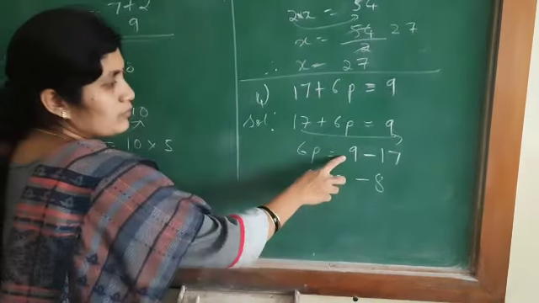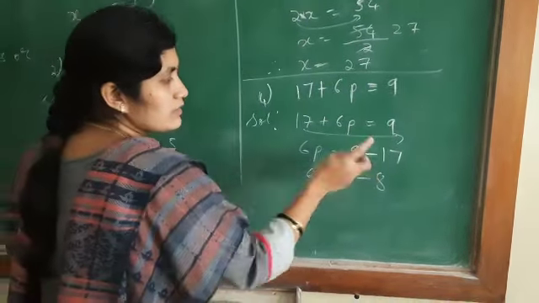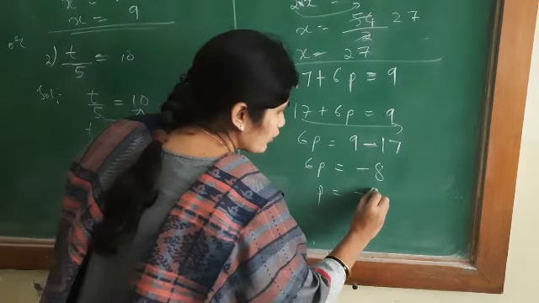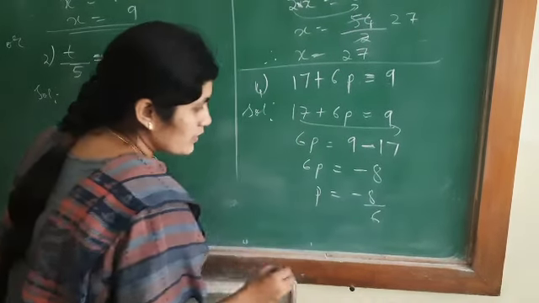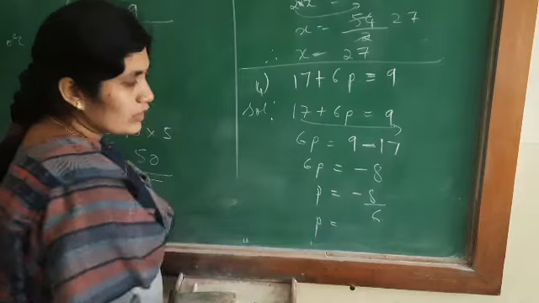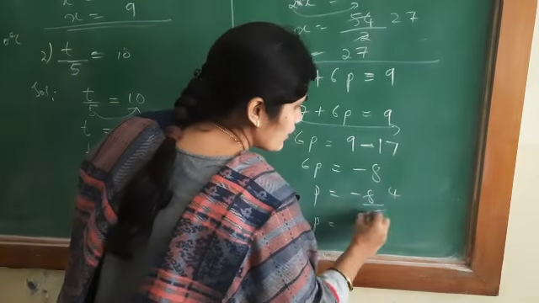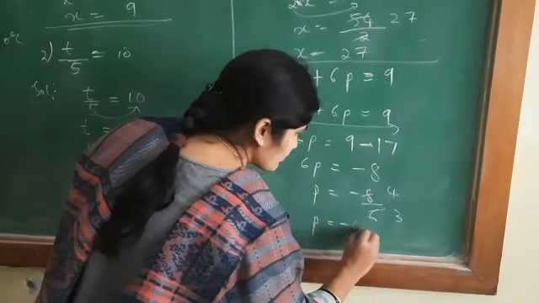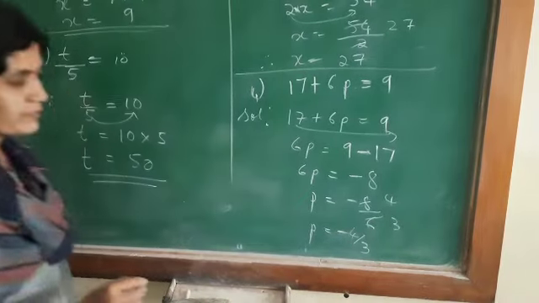Here one is plus, one is minus, so the operation is subtraction. 17 minus 9 is 8, and we take the sign of the greater number, so it is minus 8. p is equal to minus 8 by 6. Here both are even numbers, so you can simplify. 2 fours are 8, 2 threes are 6. So the answer is minus 4 by 3.